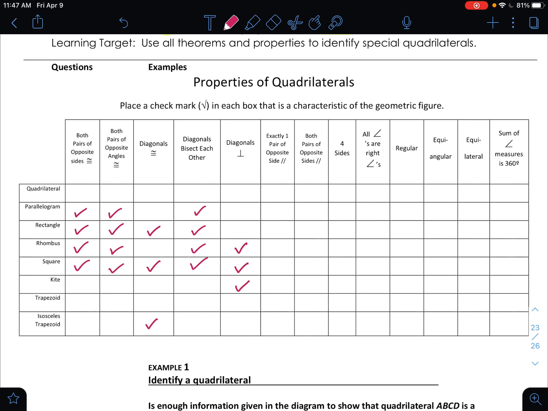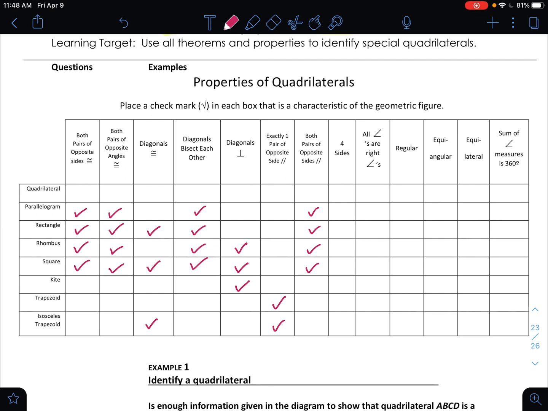Exactly one pair of opposite sides are parallel, so that's going to eliminate the top: no parallelogram, rectangle, rhombus, square. Kite, there are no parallel sides. Trapezoid has one pair, and so does the isosceles trapezoid. So that goes with those 2. Both pairs of opposite sides parallel. So we're back to the parallelogram group, or that side of your family tree: parallelogram, rectangle, rhombus, square, and then skipping the rest.